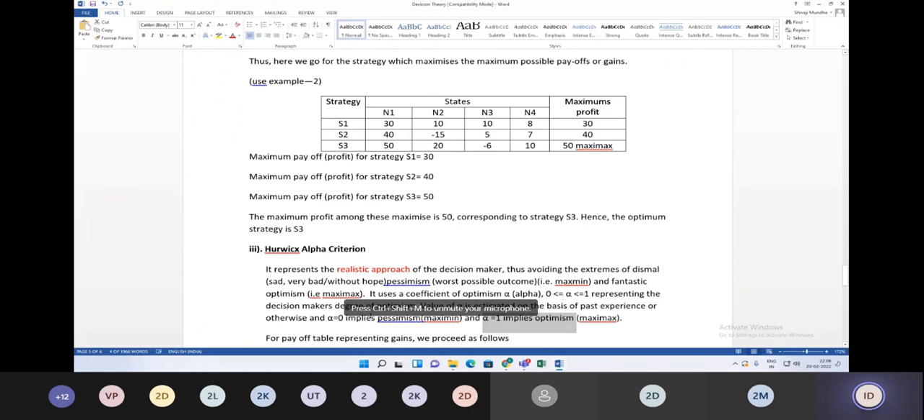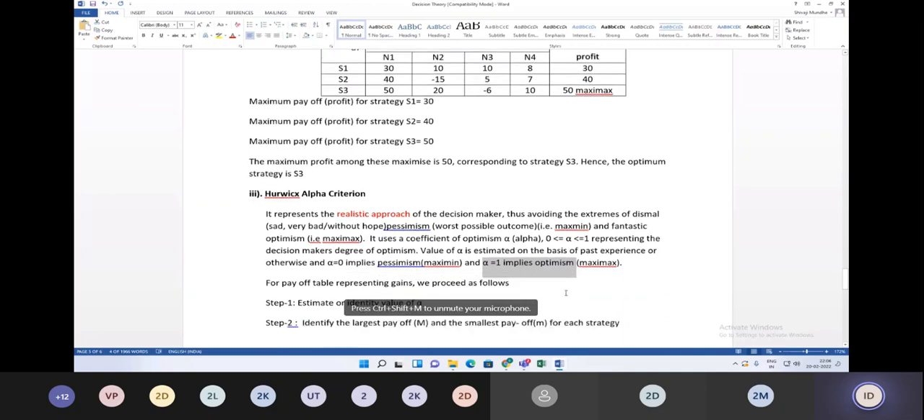This is the range. If there is no past data experience, then alpha is equal to 0. 0 implies pessimism. What is pessimism? Maximin. Maximin approach is used in case of alpha equal to 0. Alpha equal to 1 implies optimism. Optimism is maximum. That means if it is 1, it is maximum, and if it is 0, it is a minimum. Like that, we have to assume.